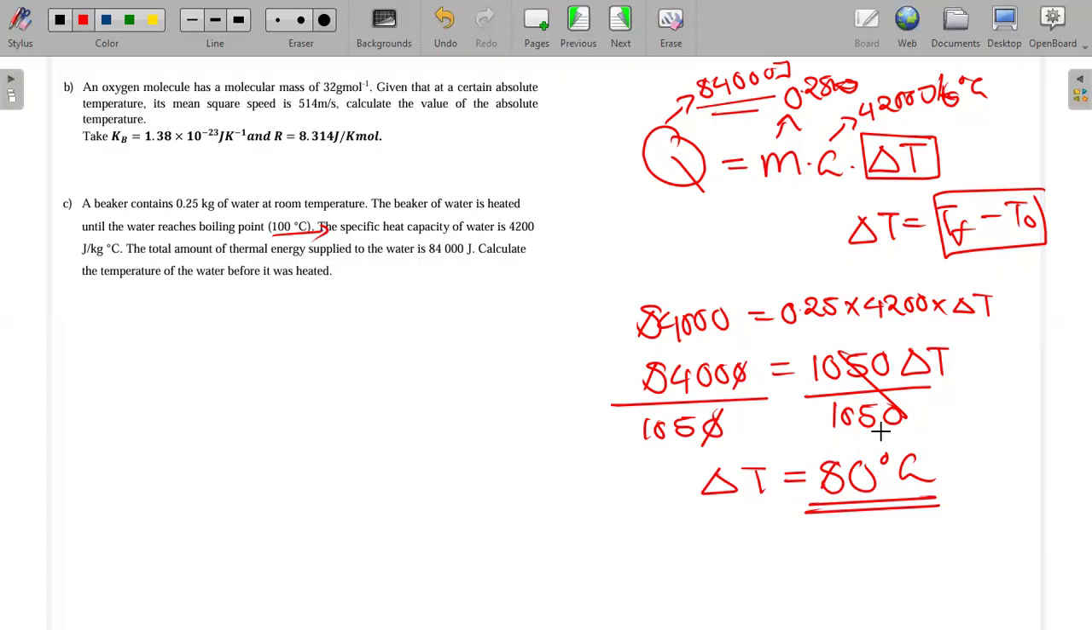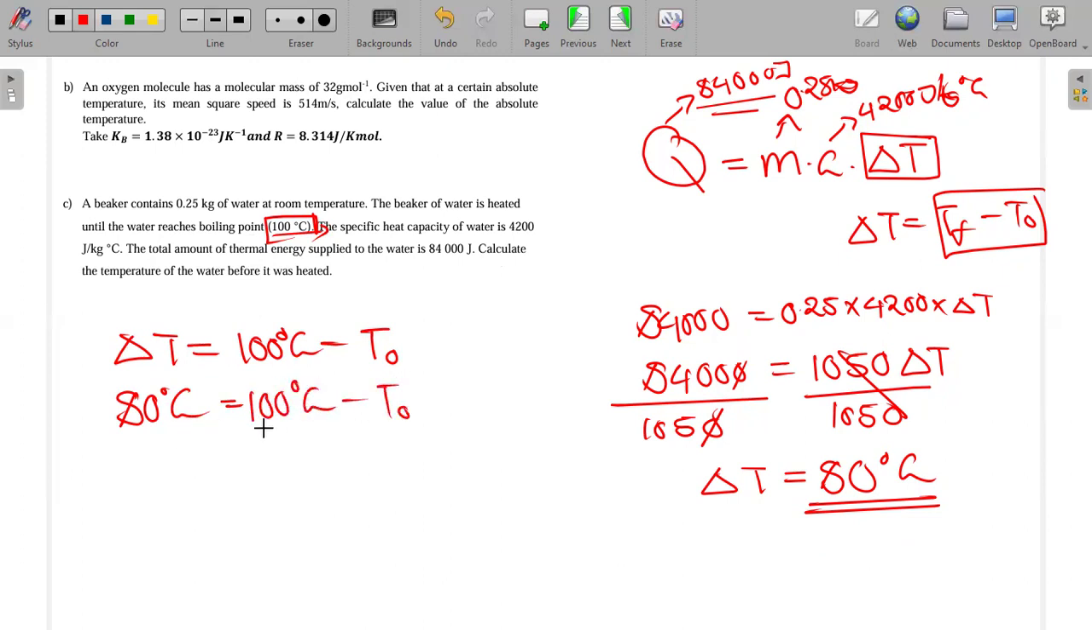I'll get this value now and plug it into this particular formula, since we've already been given the final temperature, which is equal to 100 degrees Celsius. So my delta T will be equal to T final, which is 100 degrees Celsius, minus the T initial that we are looking for. So our change in T is 80 degrees Celsius. This will be equal to 100 degrees Celsius minus T initial.